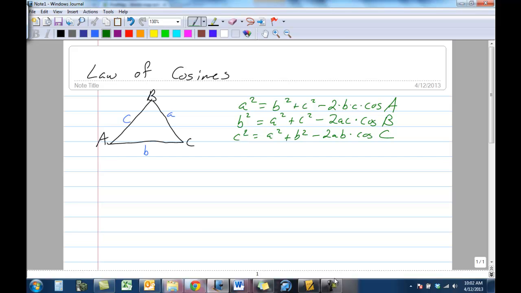Okay, so here's what's up. When are we going to use the law of cosines? Well, we're going to use the law of cosines when the triangle information given is, we use this for SAS triangles and SSS triangles. Side, angle, side, and side, side, side. That's when we're going to use the law of cosines.